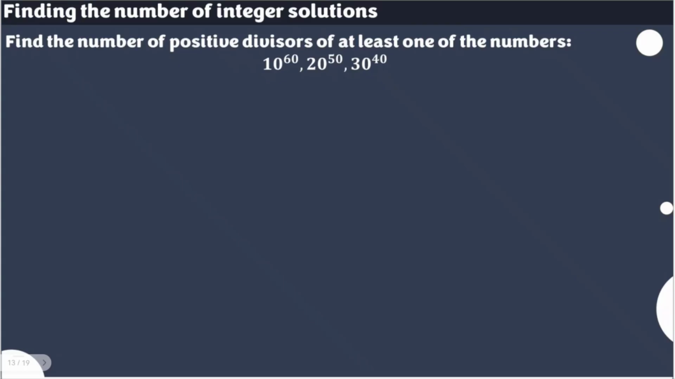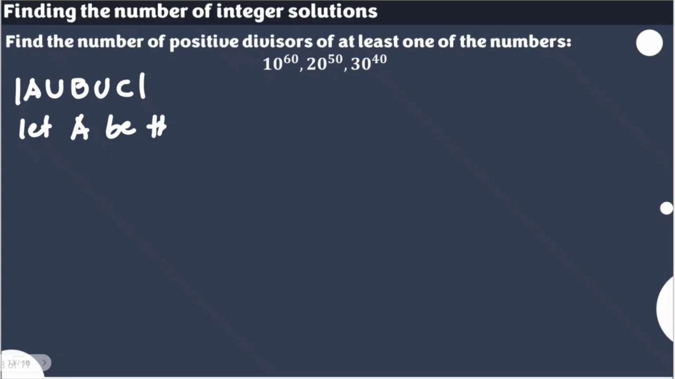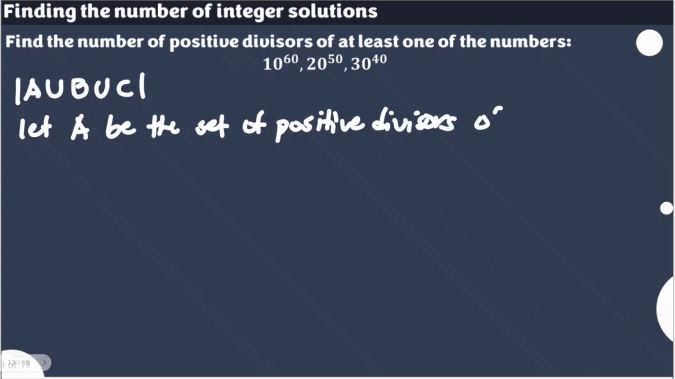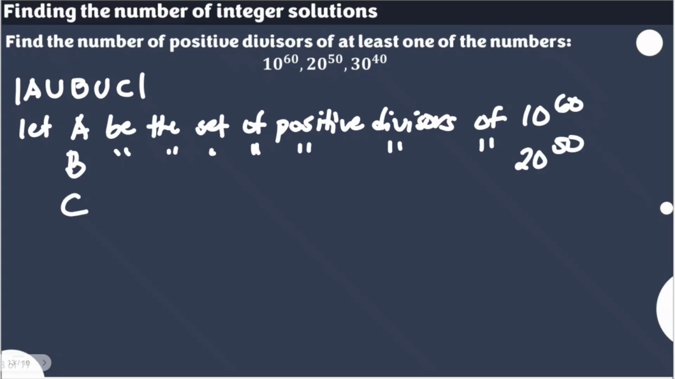We just simply need to take, if we talk about at least one of the numbers, the cardinality of their union. Let's say, okay, let A be the set of positive divisors of 10 to the power of 60. Let B be the set of positive divisors of 20 to the power of 50, and C be the set of positive divisors of 30 to the power of 40.